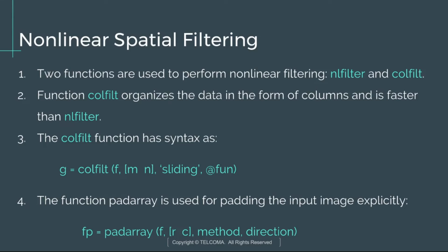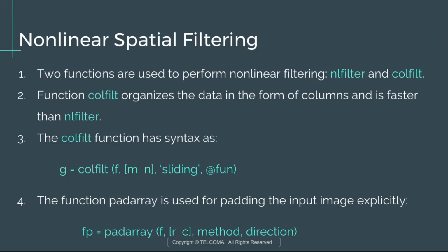Two functions are used to perform nonlinear filtering, that is nlfilter and colfilt. Function colfilt organizes the data in the form of columns and is faster than nlfilter. The colfilt function has syntax as shown below, where m and n are the dimensions of the filter region. Sliding indicates that the process is one of sliding the m cross n region from pixel to pixel in the input image f, and fun is the function handle.